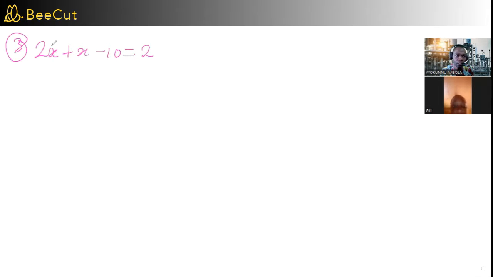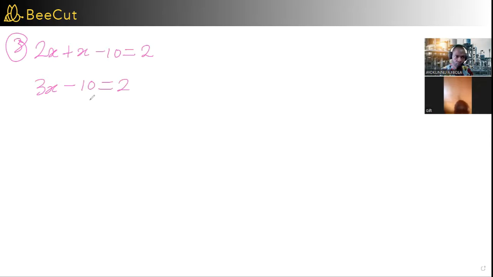Now, how many x is here? 2x. Plus another x. Yes, plus another 1x. Which gives me what? 3x. Let me rewrite that. It gives me 3x, so 3x minus 10 equal to 2.